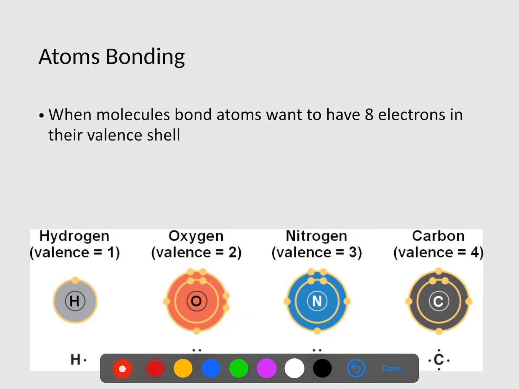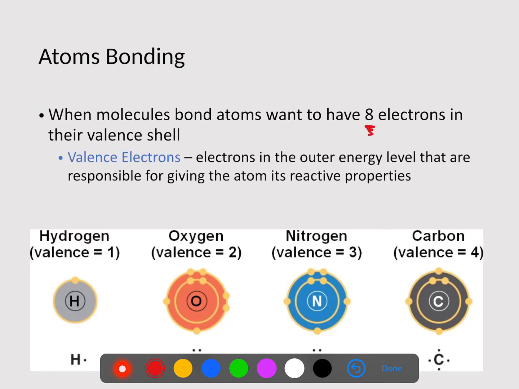Now, when molecules bond, atoms want to have a grand total of 8 electrons in their valence shell. Now, the valence shell, or the valence electrons, are the electrons that are found in the outer energy level that are responsible for giving the atom its reactive property.